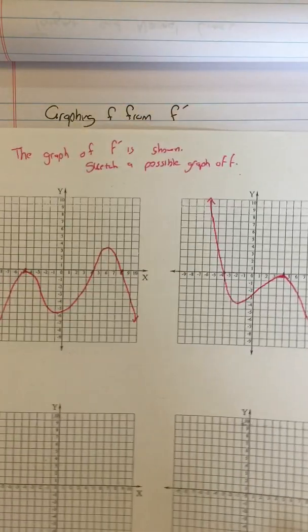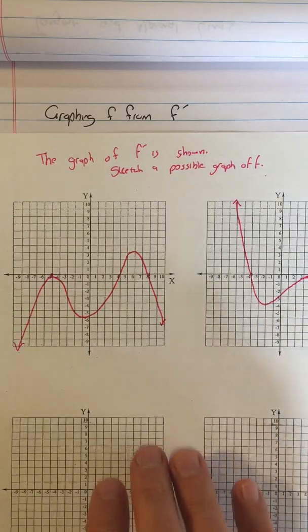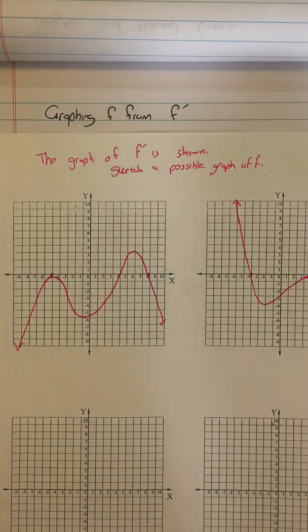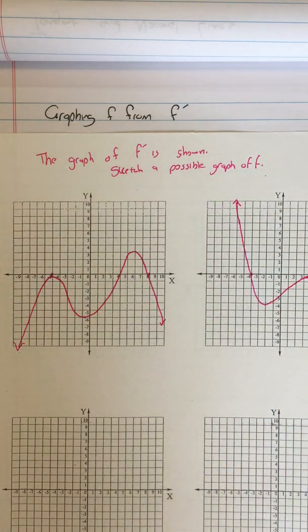So here's the next thing that we're going to review, which is graphing f from f prime. That's where you have graphs that look like this. And it says the graph of f prime is shown. Show a possible sketch of the graph of f. So what I always look for first is your maxes and mins.